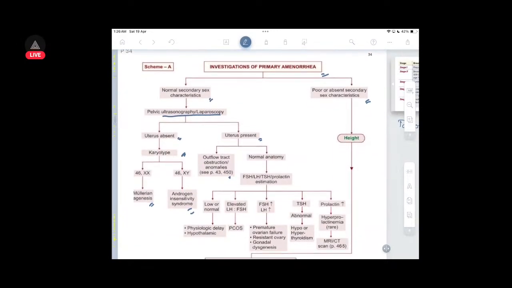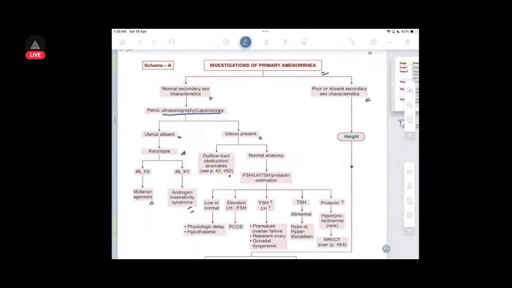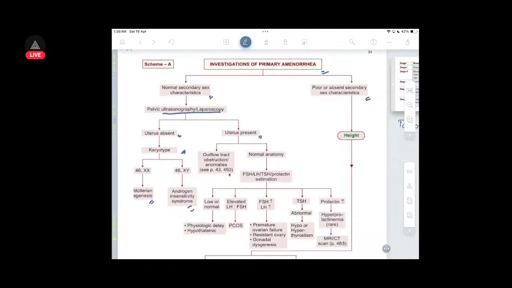So normal secondary sexual characters are present. Pelvic ultrasonography or laparoscopy you can do. If the uterus is absent, you can do karyotyping. If the uterus is present, you can look for outflow obstruction or anastomosis. Then if anatomy is normal, FSH, LH, TSH, prolactin estimation you have to do.